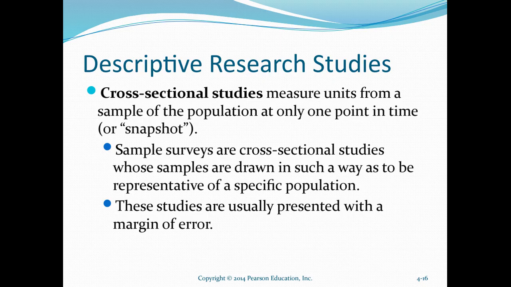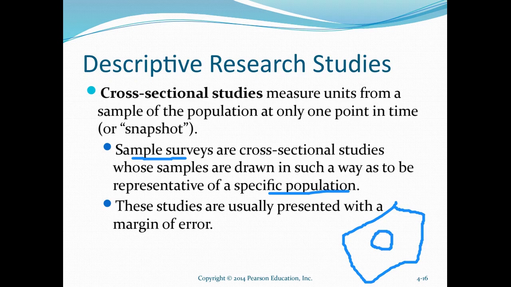So sample surveys are cross-sectional studies whose samples are drawn in such a way as to be representative of the specific population. So we develop samples. Say this is the whole population, and we develop a sample from where we collect. It should be a true representative of the whole population from where we are getting that.